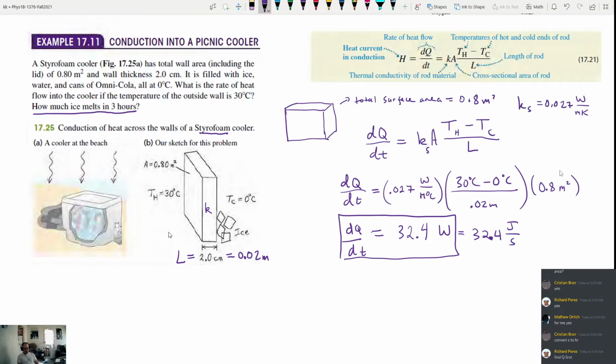What do you mean, Richard? Find the amount of heat? Find the amount of heat that's transferred in 3 hours? Is that what you mean? How would we do that? How do we figure out, if I know that there's a rate of heat flow at 32.4 watts, and I want to figure out how much heat actually flows into the system, how would I do that?